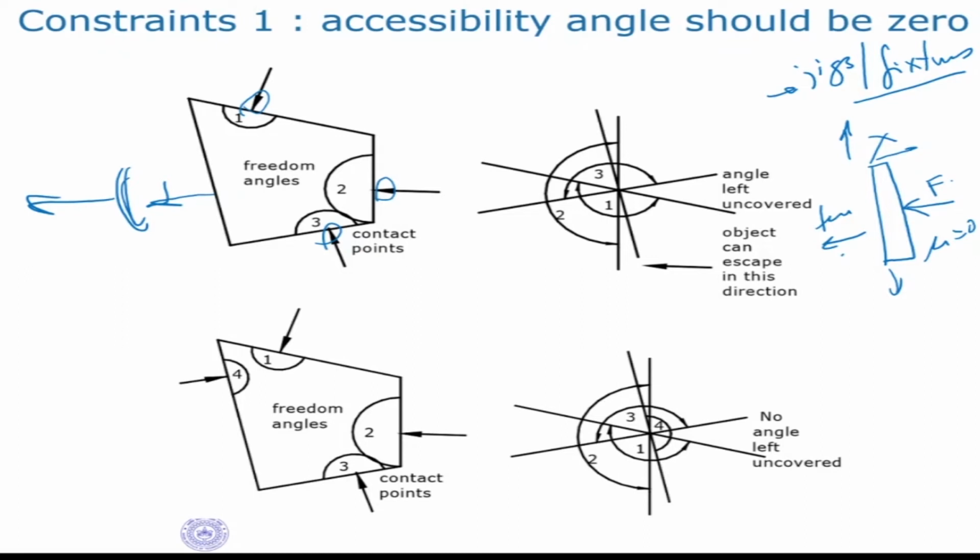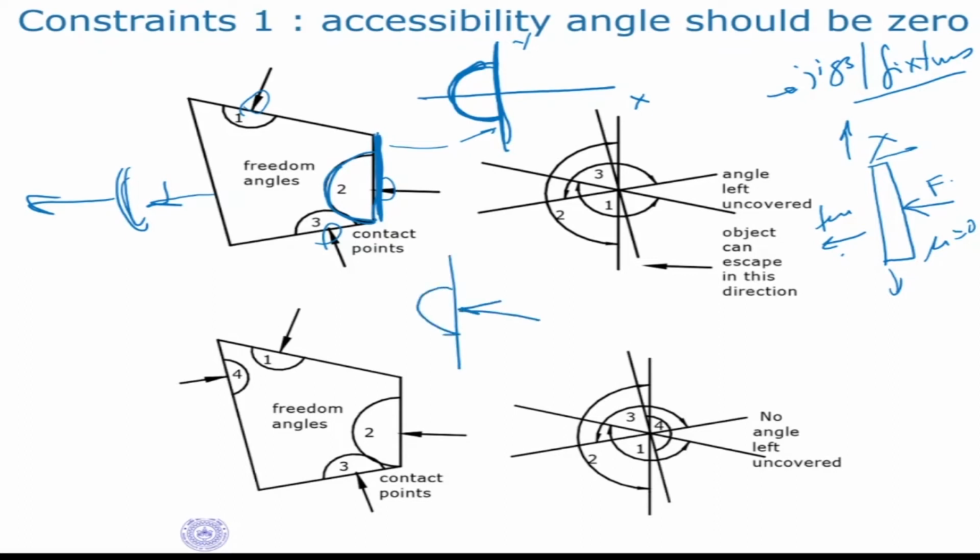What it does is basically a sum of the accessibility angles. Suppose these are my coordinates, this is my x and y. This side is here, and this angle 2 is like this. Wherever the direction of the force is, opposite to that force is the freedom angle, on the other side. So if I have a flat surface like this, there is a force here. This is my freedom angle because it can move in that direction. So that's the first one, number 2.